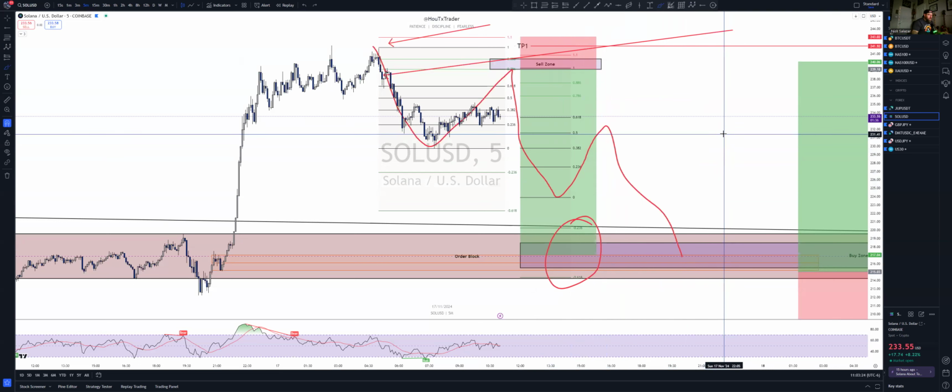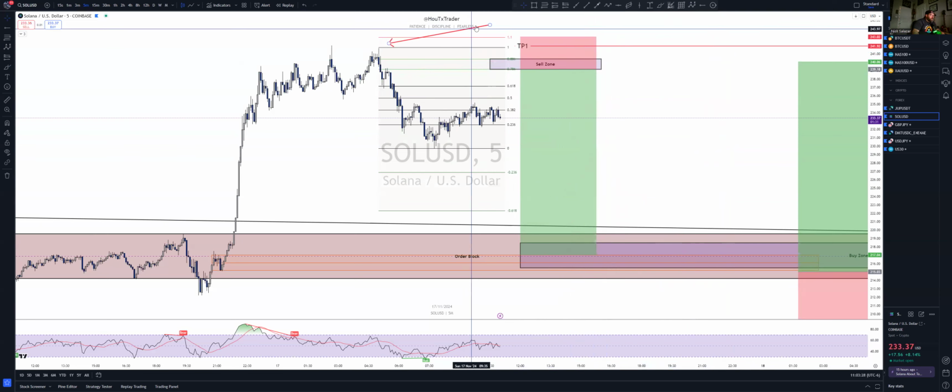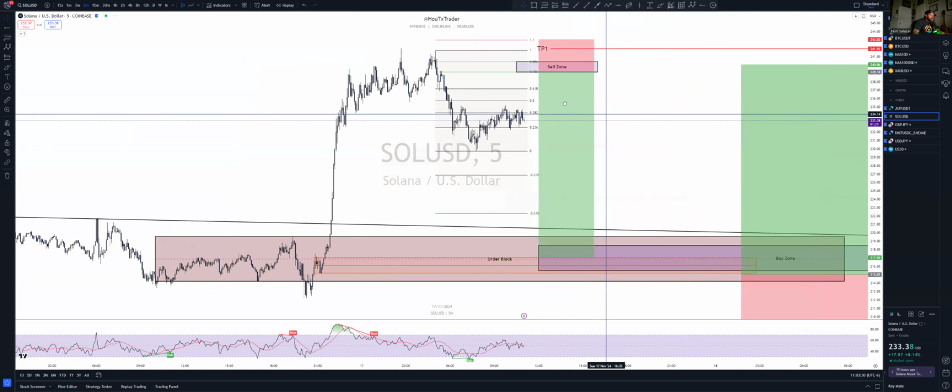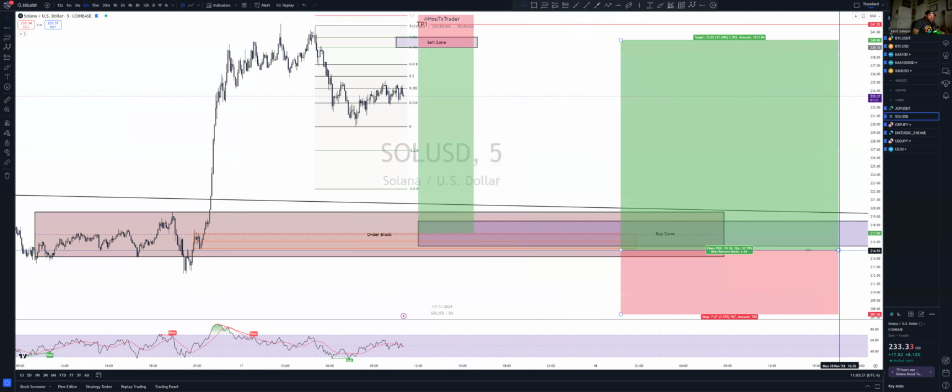Look at the RSI, look at candlestick patterns, look at whatever, but that would be the game plan. So for me, if I was to trade this, I would sell up here, with the very responsible stop loss, all the way down here, and then jump right into buys down here.